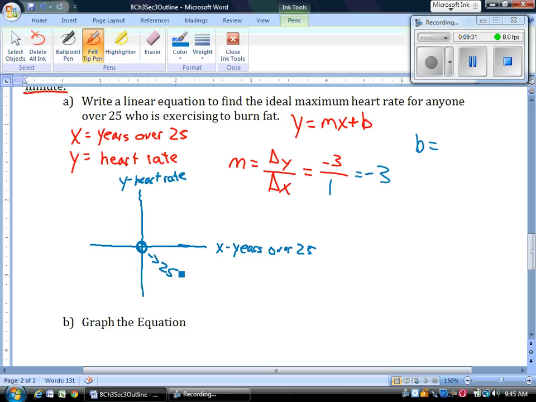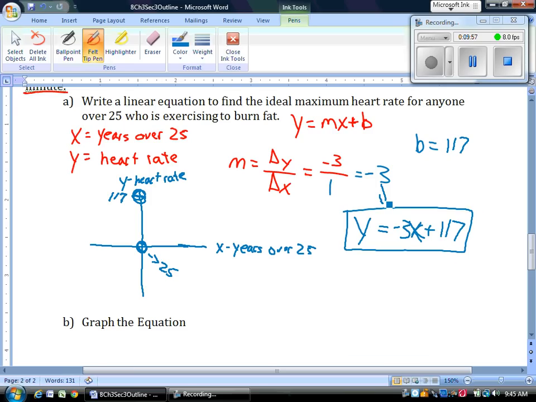So at 25, where is the heart rate? The heart rate is at 117. So that tells me that my b is 117, and that my whole equation is y equals -3x plus 117. All I did was take the m that I found and the b that I found and plugged it in. Okay?